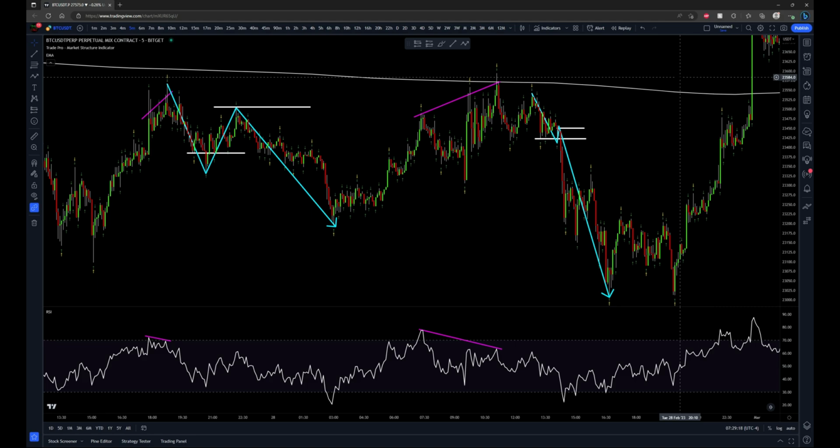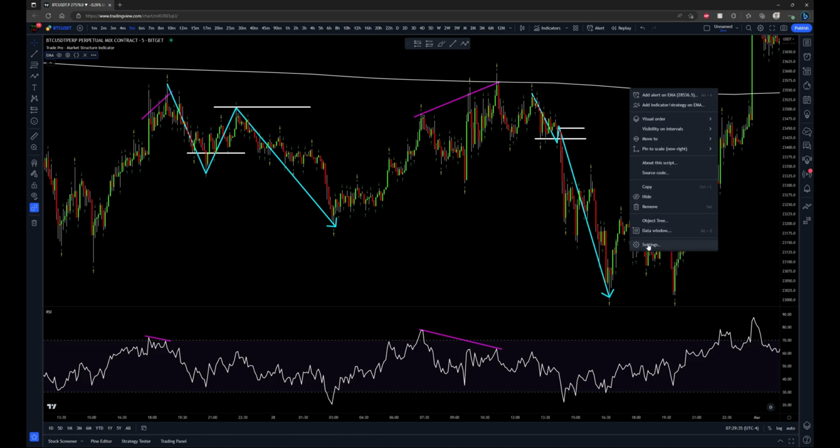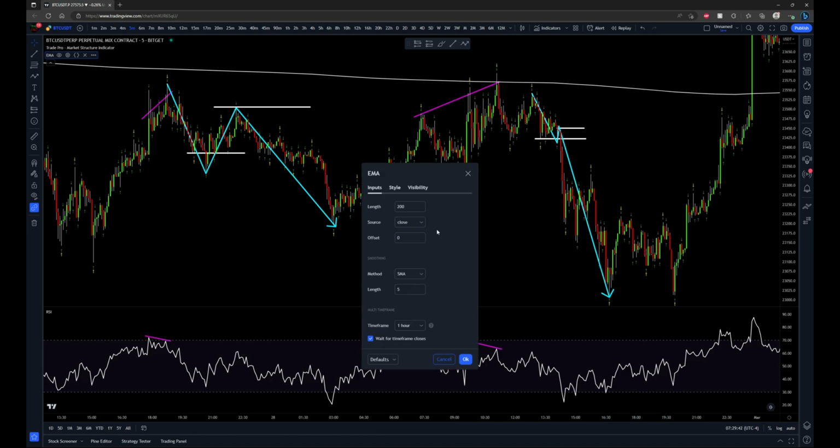But anyway, let's talk about this strategy and break it down. This is on Bitcoin, 5-minute time frame, and the indicators being used here. Number one is the higher time frame trend direction, and this will be determined by the 1 hour 200 period exponential moving average. Okay, so that's what we have here.